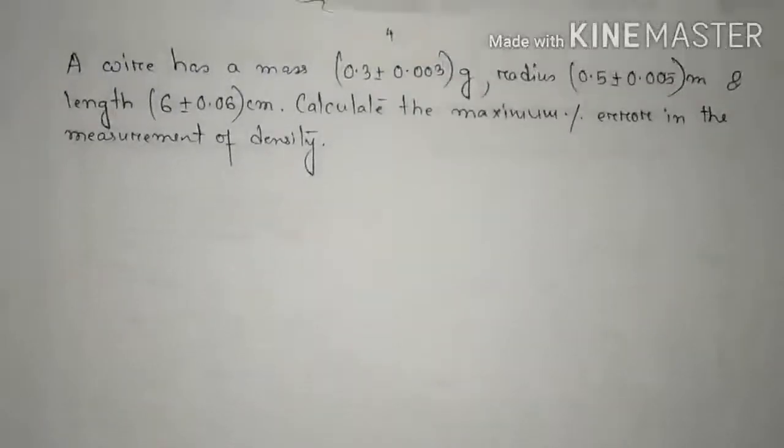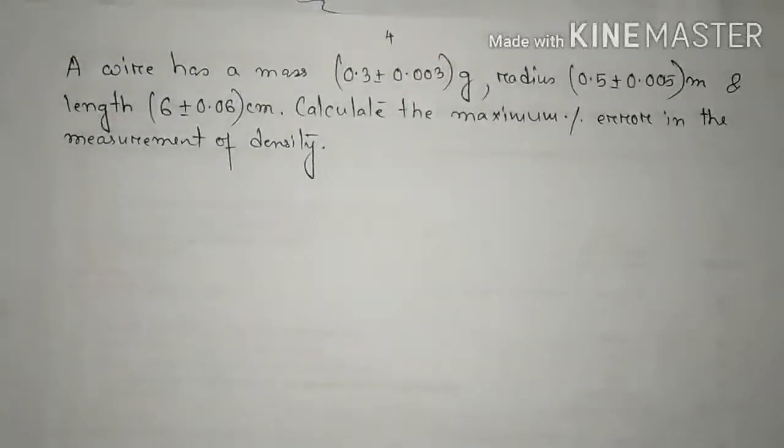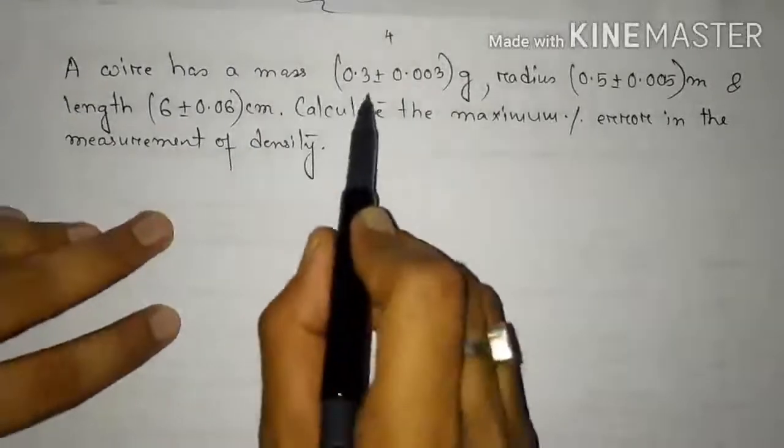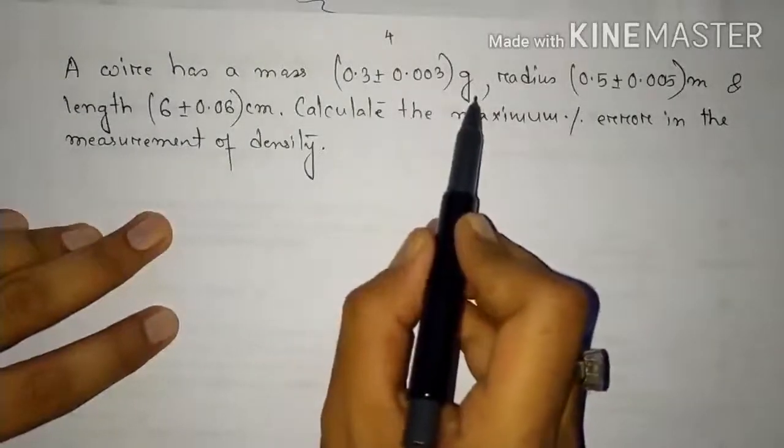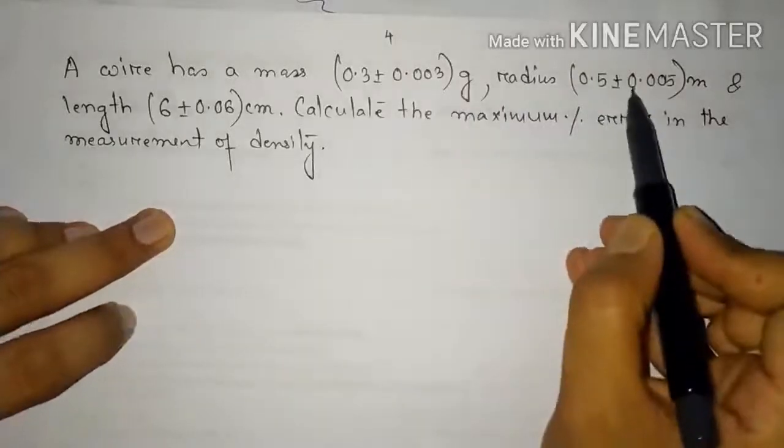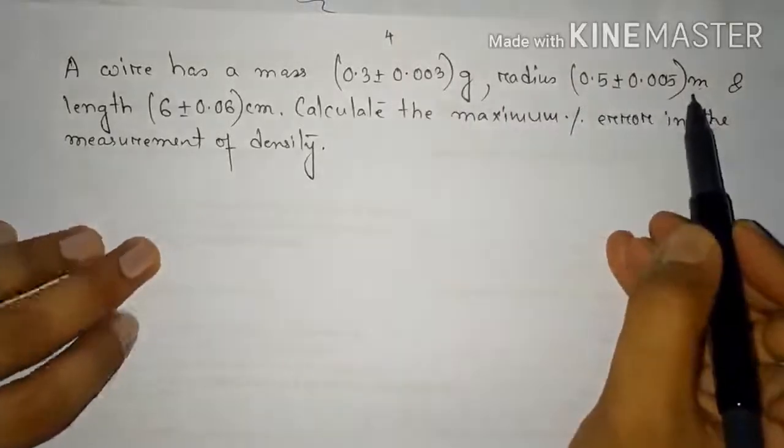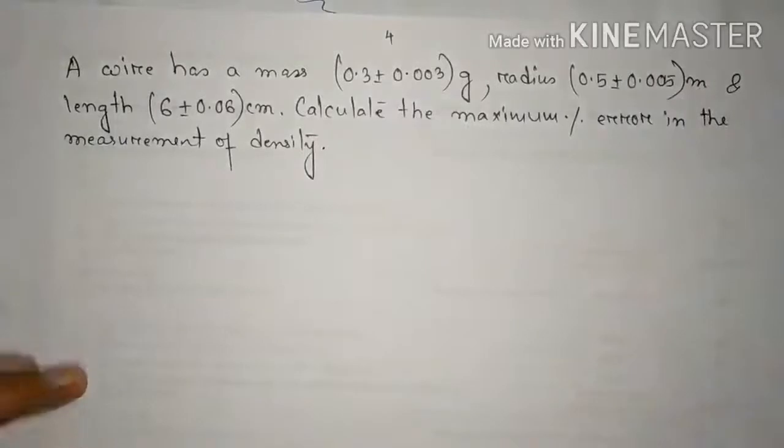Now let us see the next problem. A wire has a mass 0.3 plus minus 0.003 gram, radius 0.5 plus minus 0.005 millimeter, and length 6 plus minus 0.06 centimeter. Calculate the maximum percentage error in the measurement of density.